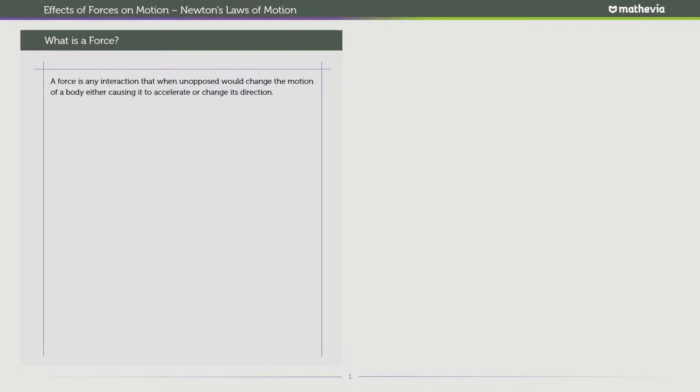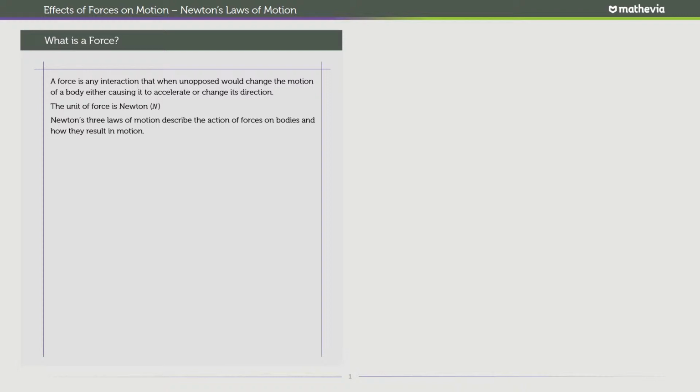Now, the unit of force is the Newton. Isaac Newton did a number of experiments on forces and how they result in motion. The standard unit for force, just like you have kilograms for mass, is the Newton. And Newton provided three laws of motion that describe the action of forces on bodies and how they result in motion. In this lesson we're going to be talking about Newton's three laws of motion.